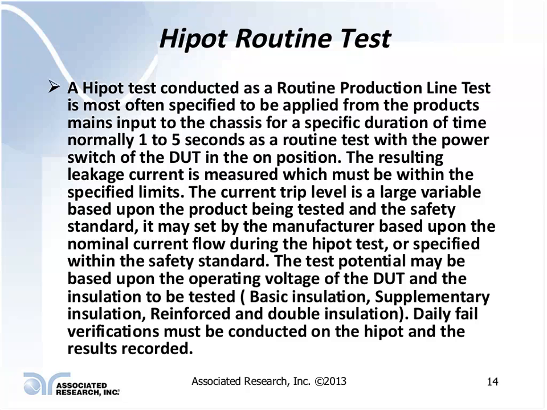Normally in a routine production line test, the test potential that is applied during the type test is increased by a factor of about 20%, and that time period is reduced to a 1 to 5 second duration. Again, keep in mind that the Hipot test in the production environment is designed to try to find faults in workmanship errors. Again, damaged insulation, something that could happen during the production process itself.